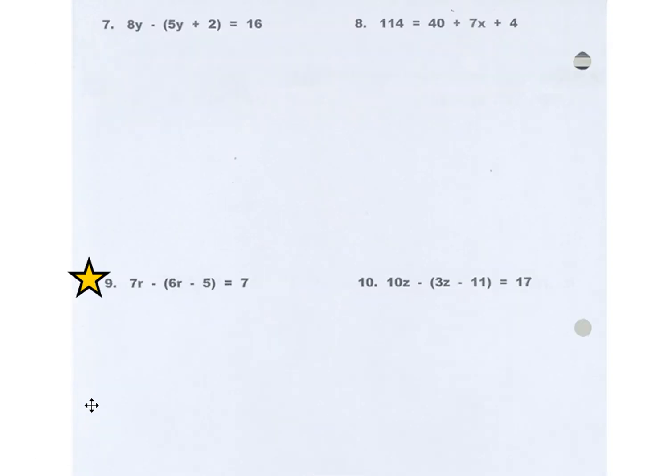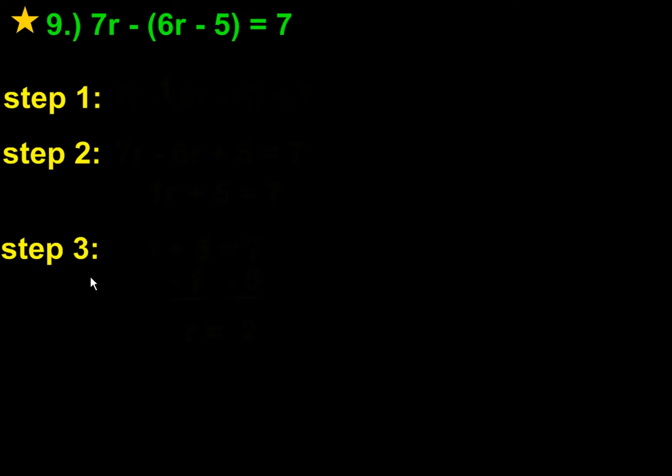Moving on to the next page and last problem, we're going to take a look at number 9. We have 7r minus 6r minus 5 equals 7. We take a look at step 1, rewrite the problem. We have 7r minus parentheses 6r minus 5 close parentheses equals 7. Again, we have that negative sign there, so we want to think about there being a 1. And we know that really what this is going to do is it's going to change the sign of everything inside the parentheses. So let's rewrite it.